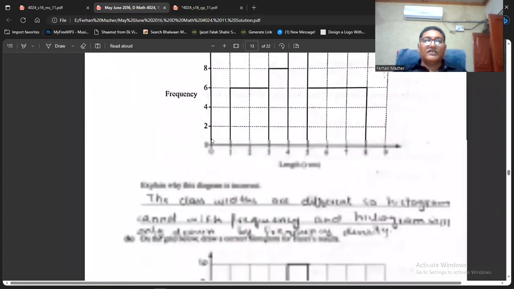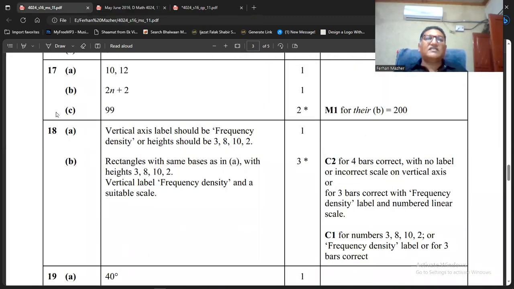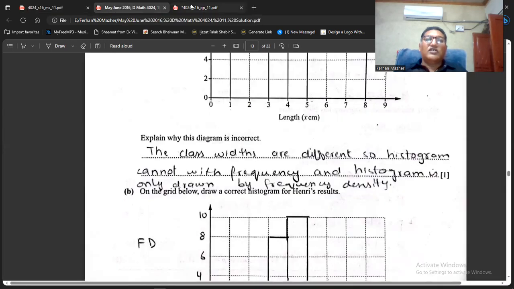I can tell you this. The class widths are different, so the histogram cannot be drawn with the frequency, and a histogram is only drawn with frequency density. So on the y-axis, we should have frequency density. That is my answer: the vertical axis label should be frequency density. Your heights should be 3, 8, 10, and this. So this is how the A part is done.